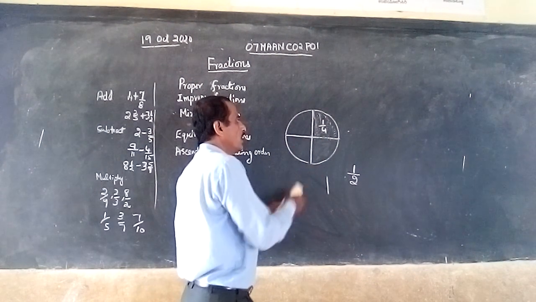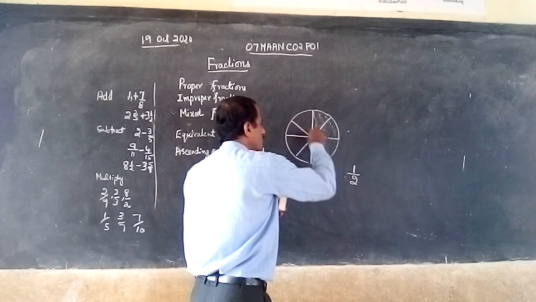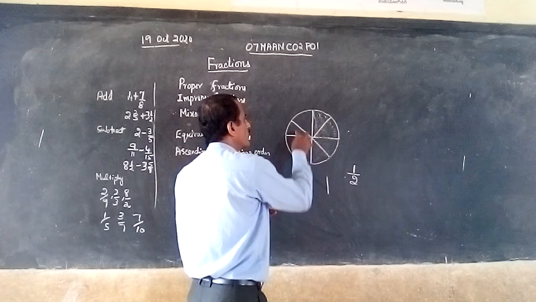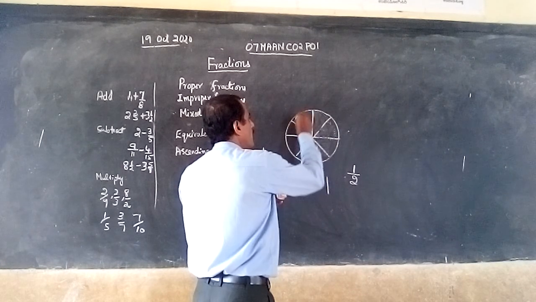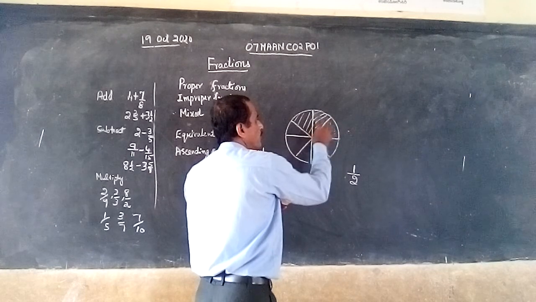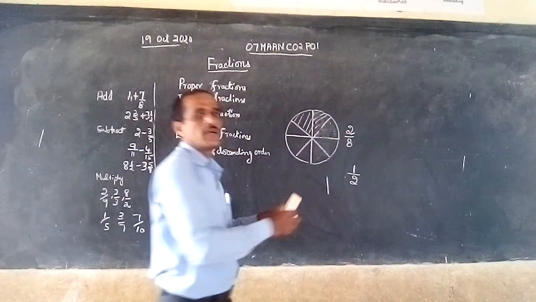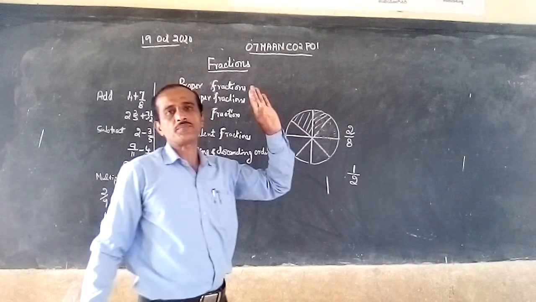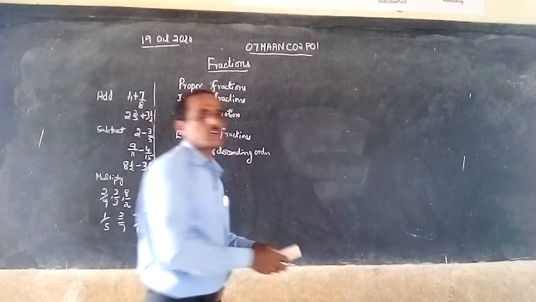See, in the same way, if you draw two more lines like this, how many parts are there? 1, 2, 3, 4, 5, 6, 7, 8. 8 parts are there. If you take any two parts like this, these two parts represent 2 parts out of 8. Total 8 are there. Out of 8, 2 parts are taken. So 2 by 8.